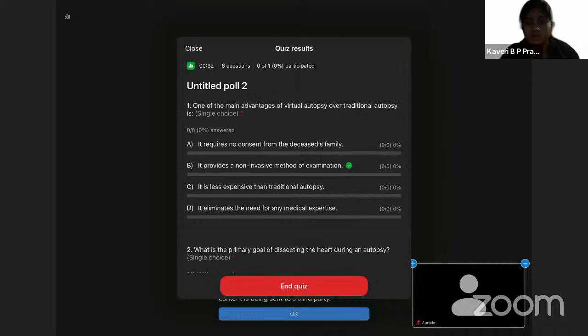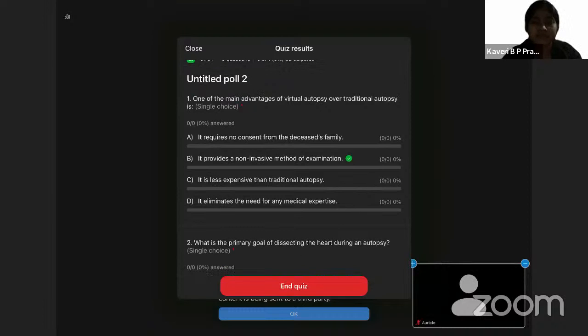The answer clearly is option B, because you do CT and MRI, and these are non-invasive. Coming to the other options, for the virtual autopsy also you need the consent of the family, that's why option A is out. Is it less expensive? No, it is more expensive, as you know CT and MRI are expensive, so option C is also out. Option D, it eliminates the need for any medical expertise? No, there should be a doctor who can read the CT and MRI, so a doctor is necessary and option D is out. So what is the correct answer? Option B. It provides a non-invasive method of examination.